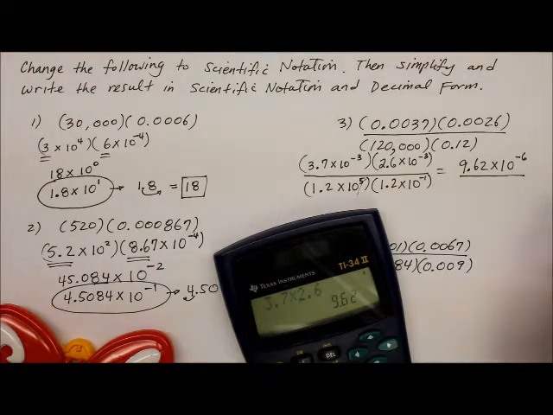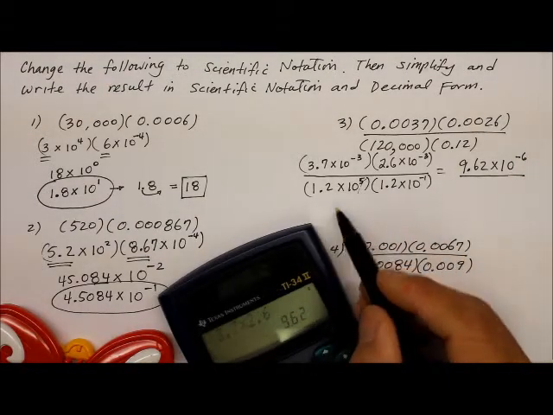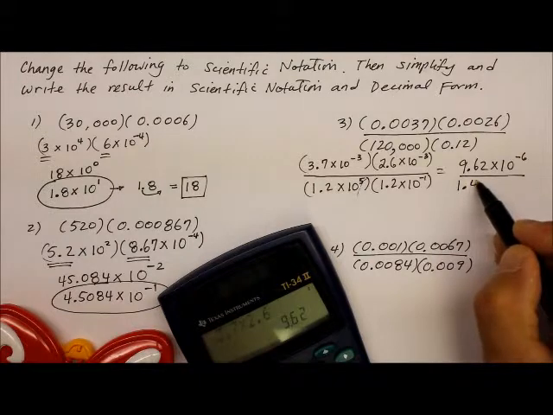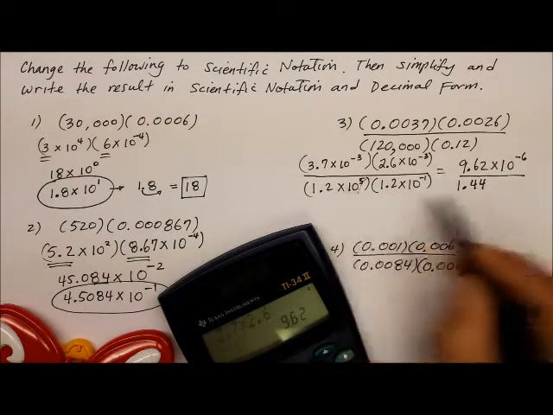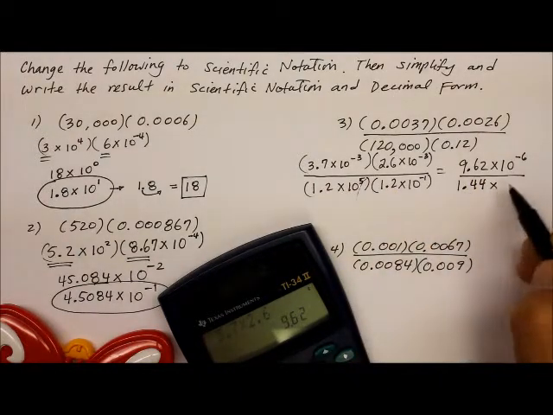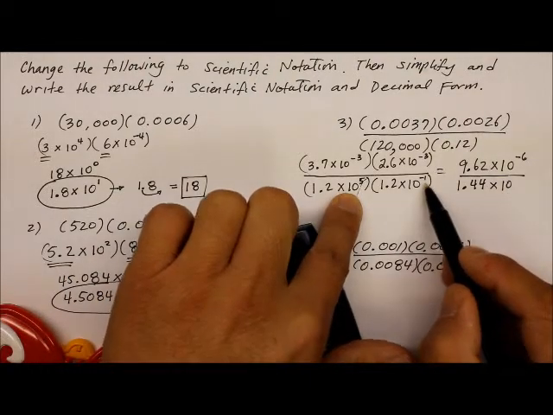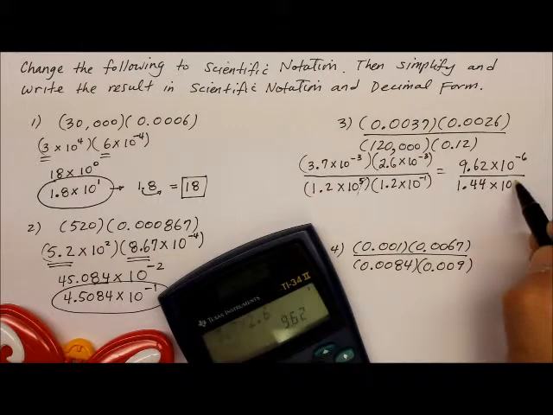All over. Now we got 1.2 and 1.2. I know that's 1.44 because that's 2 decimal places, 1, 2. And now multiply the 10 to the 5th and 10 to the negative 1. You add their exponent, becomes 10 to the 4th.